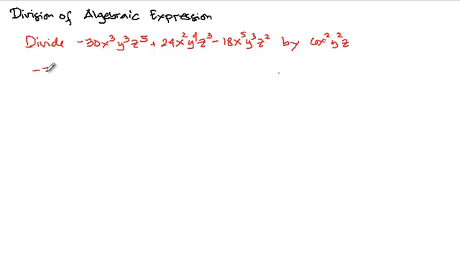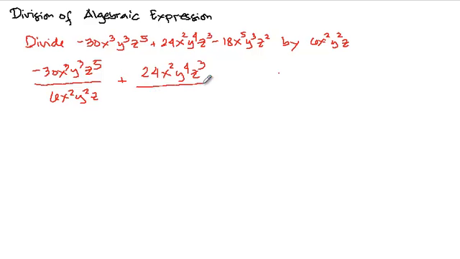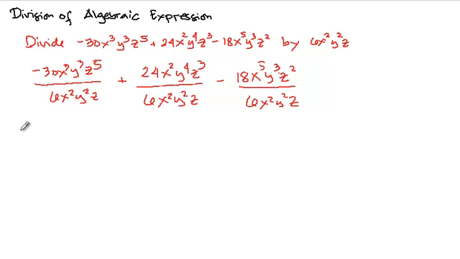So we have negative 30x cubed y cubed z to the fifth divided by 6x squared y squared z, then plus 24x squared y to the fourth z cubed divided by 6x squared y squared z, and then the last term, 18x to the fifth y cubed z squared over 6x squared y squared z, and we simplify now.